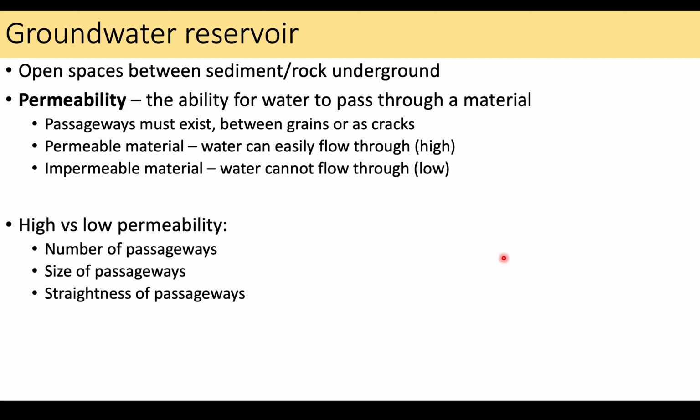So high versus low permeability really depends on the number of passageways, the size of the passageways, and what the passageways look like. Are they straight lines where it's very easy to flow, or are they very curved where it's going to take longer for that water to flow? So if you have a large number of passageways, the passageways are very large and they're totally straight, you're going to have a very high permeability. It's going to be very easy for that water to pass through.